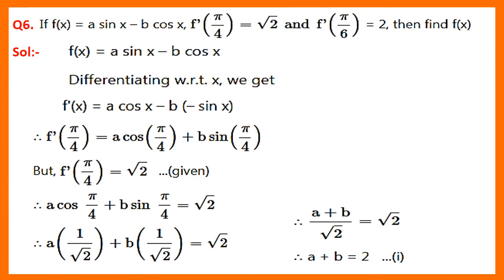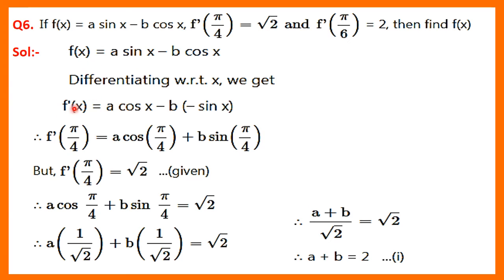Question number 6 is also an application type question. If f of x is equal to a sin x minus b cos x and f dash of pi upon 4 is equal to root 2 and f dash of pi upon 6 is equal to 2, then find f of x. So here we write the function and then differentiate.